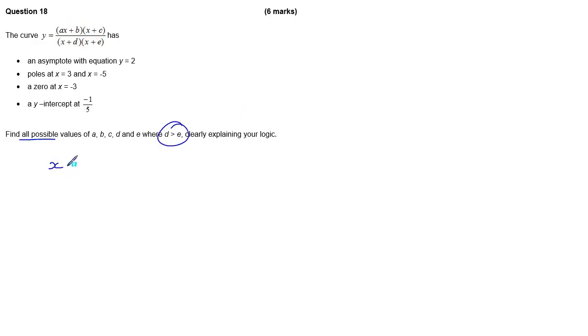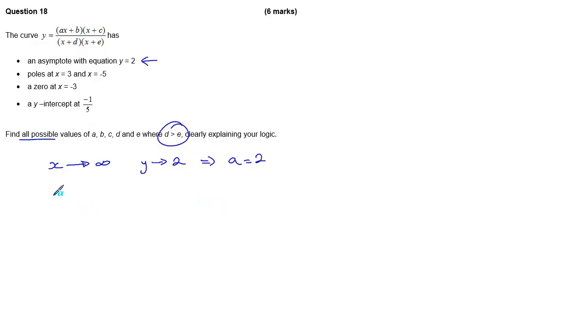That's the easiest thing to get at. If we think about x tending to infinity, we're told that y tends to 2. And that must mean that a is equal to 2. Just think about the leading term on the top. That would be ax squared. On the bottom it would be x squared. So ax squared divided by x squared is a. It follows that a must be 2 if that's our horizontal asymptote.